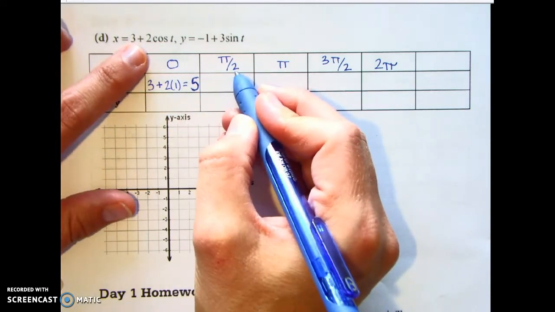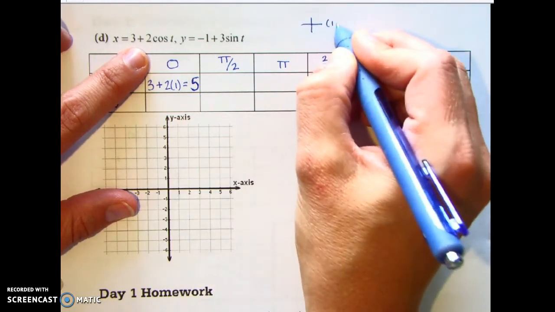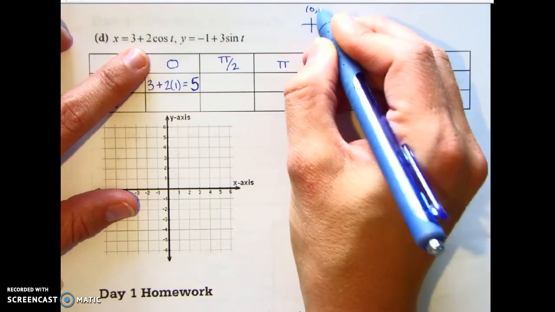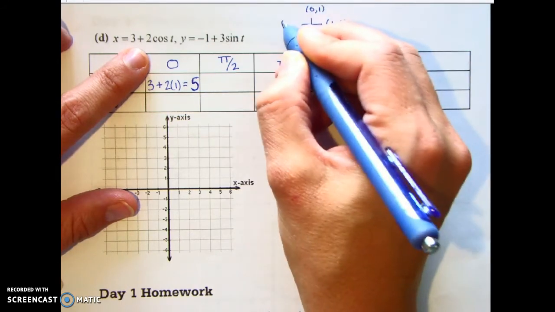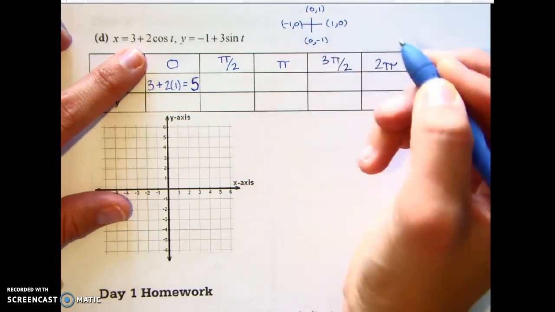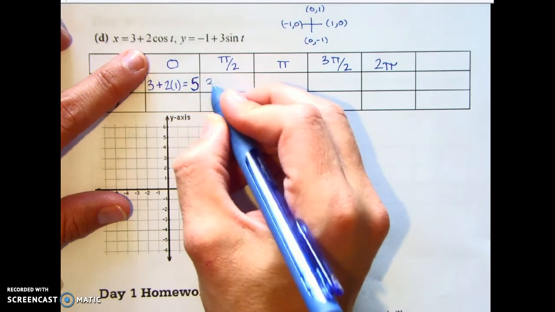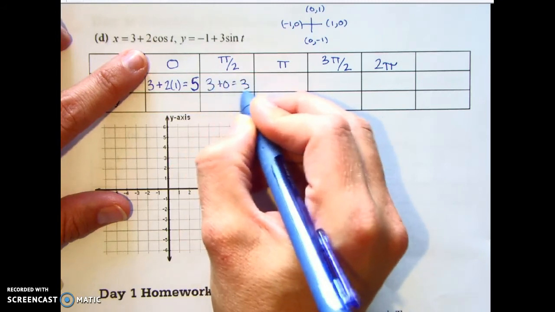What's the cosine at pi over 2? Remember, the coordinate points we picked are 0, 1, 1, 0, 0, 1, negative 1, 0, 0, negative 1. So pi over 2, the cosine of that is 0. So we have 3 plus 0 equals 3.